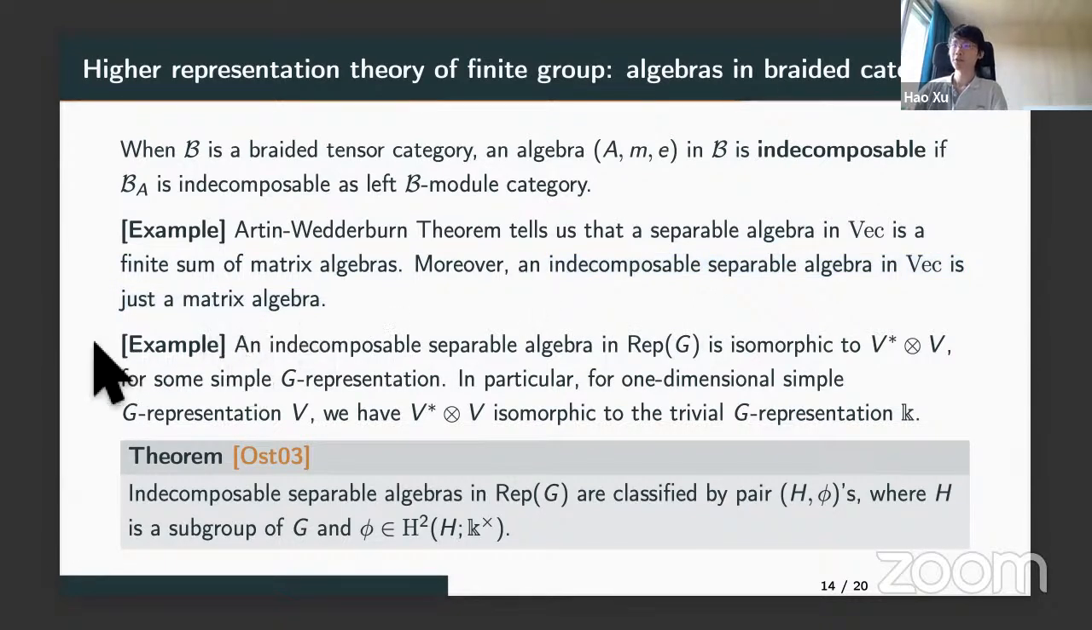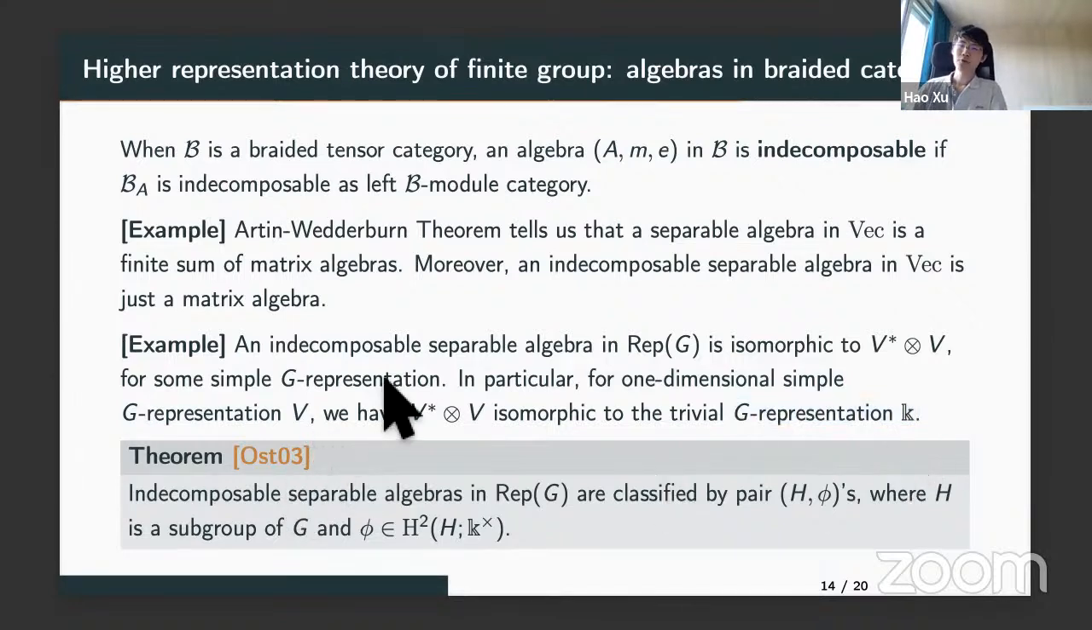A slightly more interesting example is in RepG. An indecomposable separable algebra in RepG is always given by the internal Hom of some simple G representation V. In particular, if our simple G representation V is one-dimensional, then its internal Hom is just the trivial one-dimensional G representation.